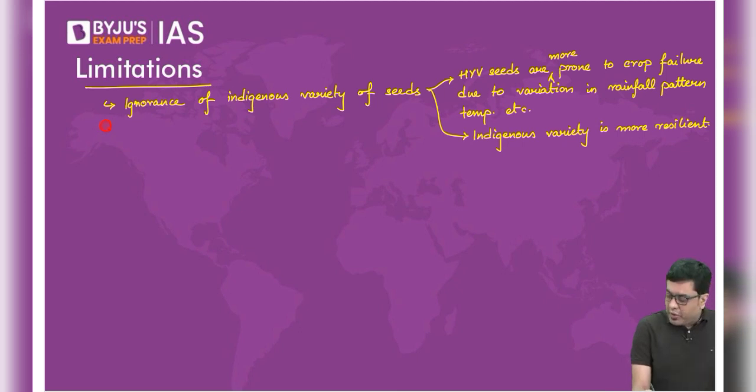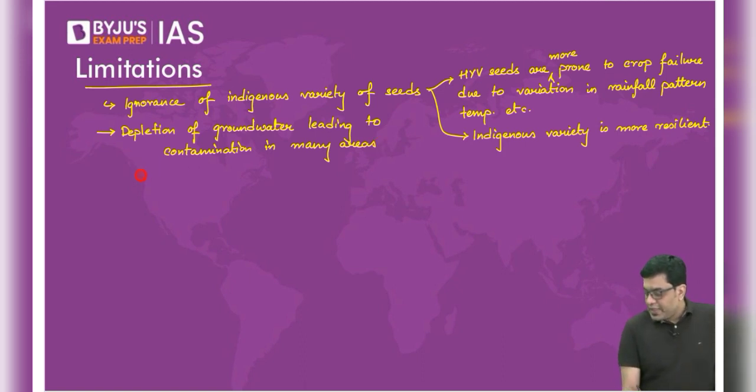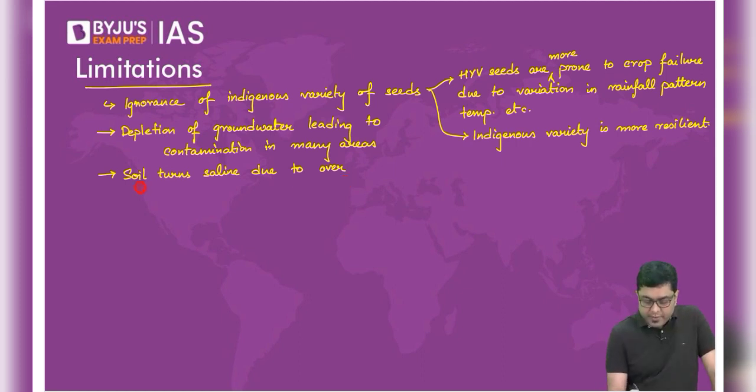Then, other than that, if you take a look at it, depletion of groundwater, leading to contamination, and that is very harmful for human health. Then, after that, soil turns saline due to over irrigation, or rather than this, let us include this into one point: soil degradation.